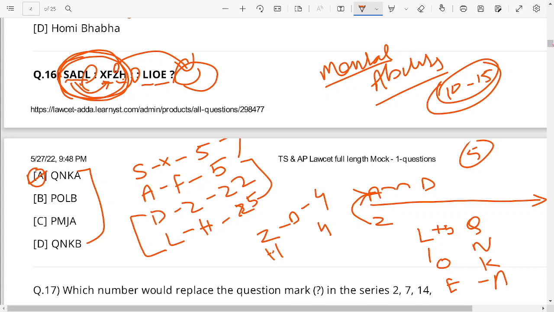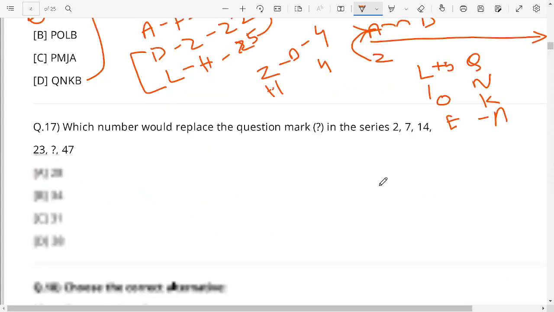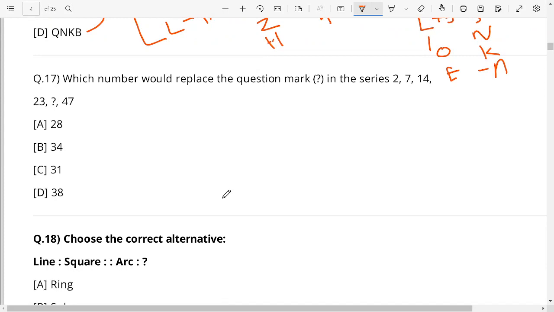Now let us move on to the next question, guys. Which number would replace the question mark in the series? So what is the series we have here? That is 2, 7, 14, 23, and 47. In this number series, you have to see what kind of pattern it is forming. 2 we have, 7 we have, 14 we have, 23 we have, 34 we have, 47 we will have.